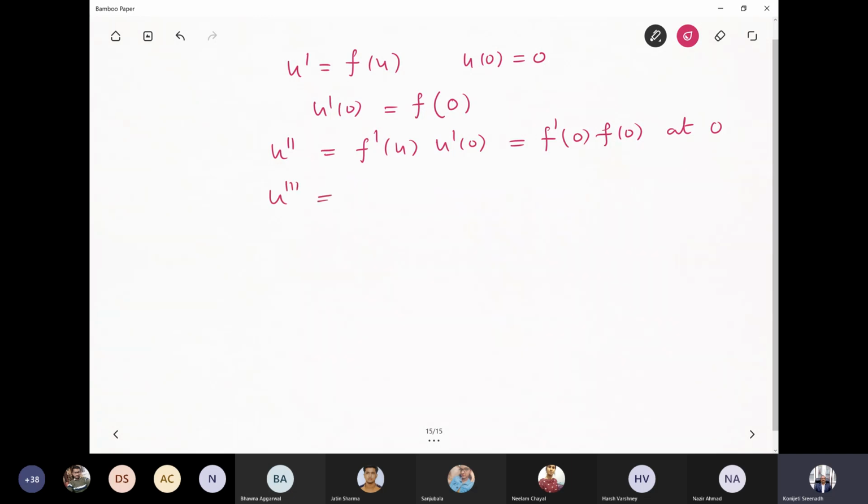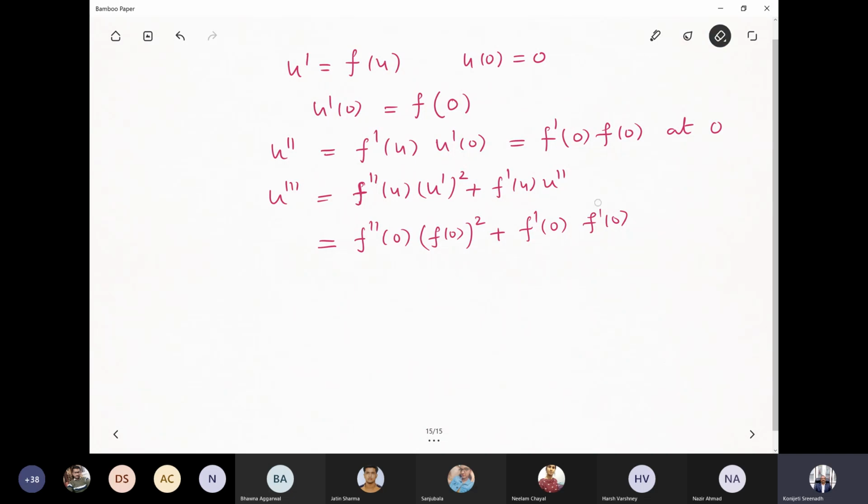Similarly, you can write a third derivative. If I differentiate, I get f double prime of u into u prime squared, plus f prime of u into u double prime. So at 0, this is f double prime 0 times u prime 0 squared, and u prime 0 we already know is f at 0. So this is f at 0 whole squared, plus f prime of u at 0, that is f prime at 0, times u double prime at 0, which is nothing but f prime 0 into f at 0. So this is going to be simply f prime 0 into f at 0, squared.